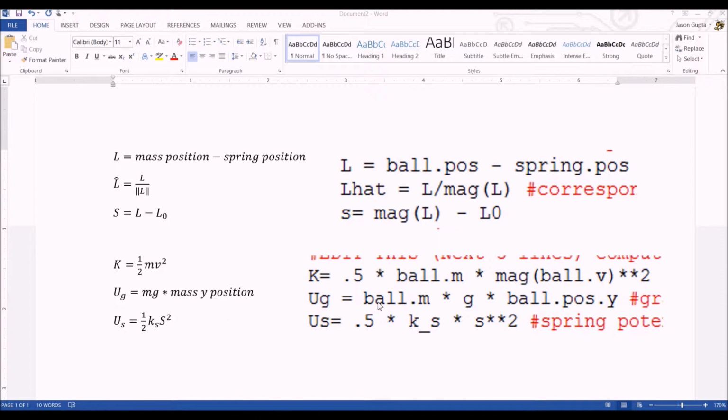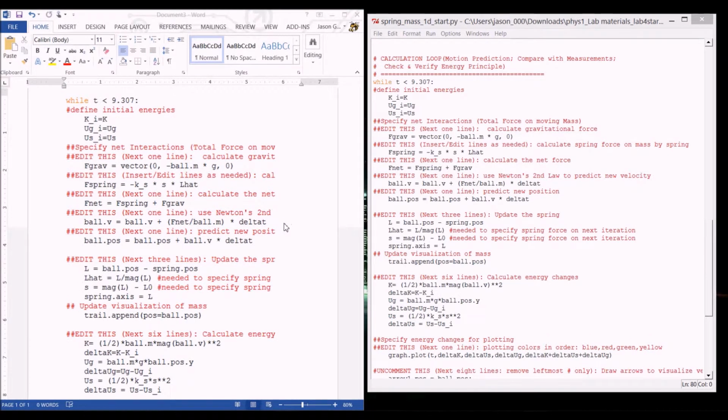These are represented in Python code here. To update the force of gravity, we use negative mass times gravity. For the spring force, we use the negative spring constant times the stretch times the unit vector in order to make it a vector. The net force is these two added together. We update the velocity by applying Newton's second law. V final equals V initial plus the net force times the time step delta t divided by the mass. The position is updated by the initial position plus the velocity times the time step.